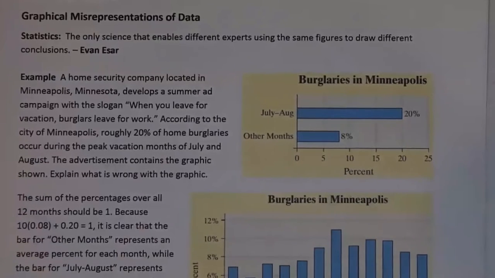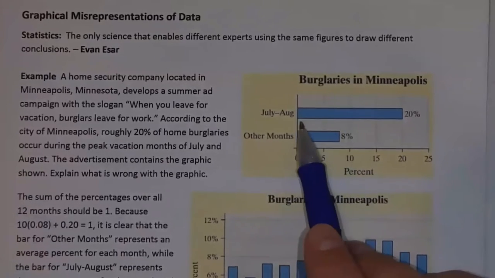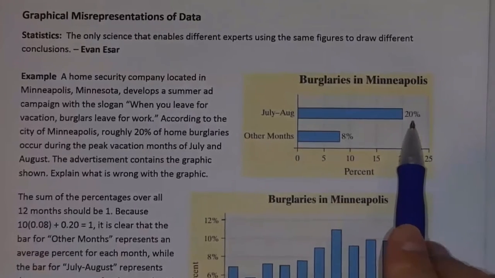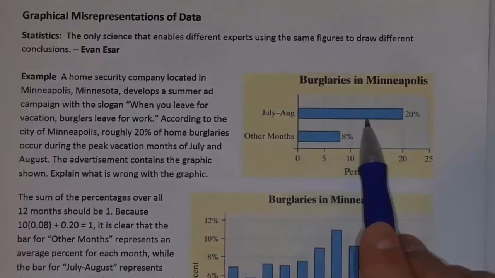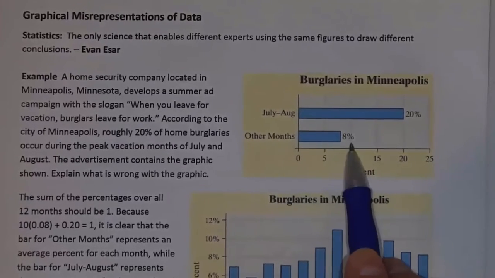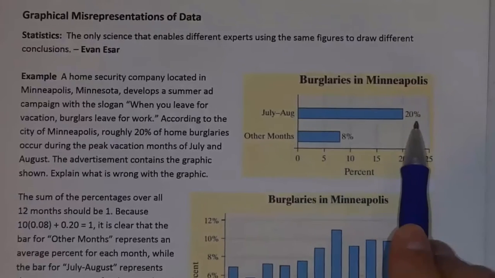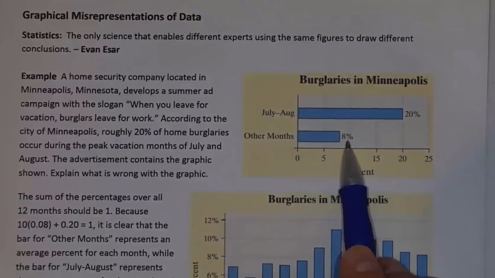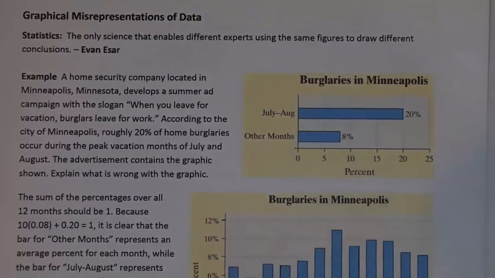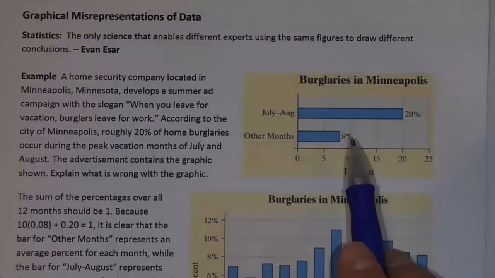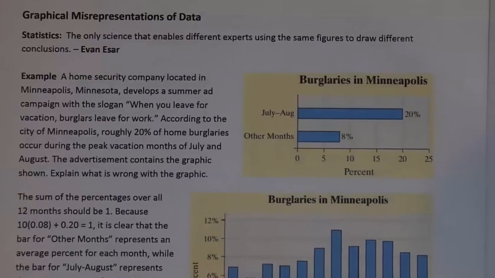Well, the intent of the graph is to emphasize that in July and August, 20% of burglaries are occurring. So they show what's happening in July and August, and then they're showing what's happening in other months. So 20% of burglaries happen in July and August, 8% occurs in other months. What's wrong with that? 20% and 8%, that's only 28% of burglaries. So how can that be?